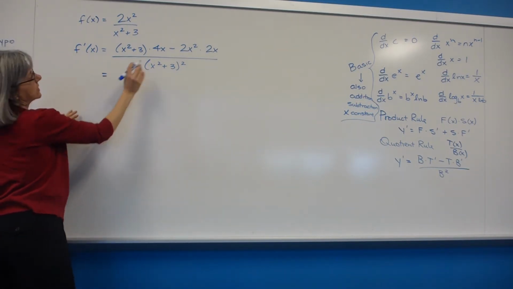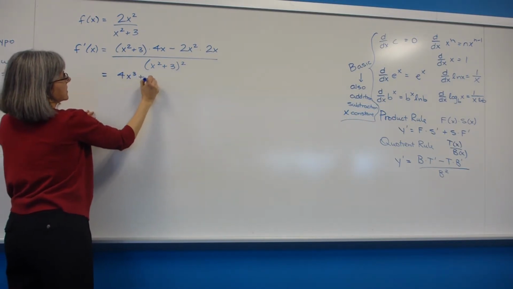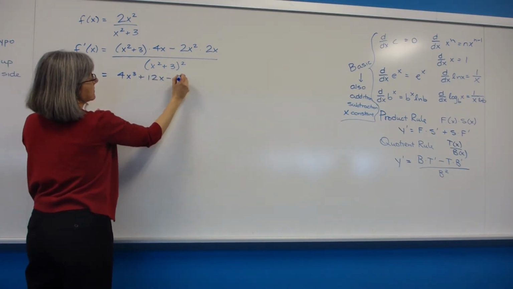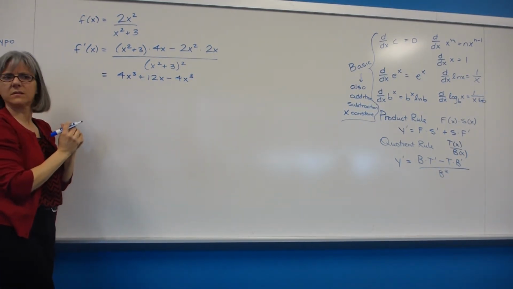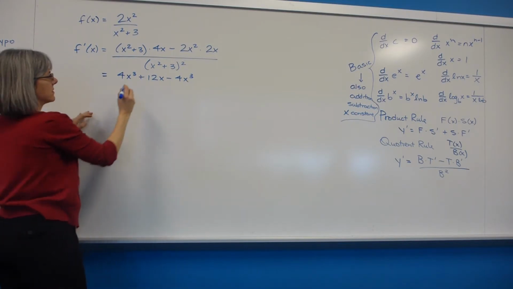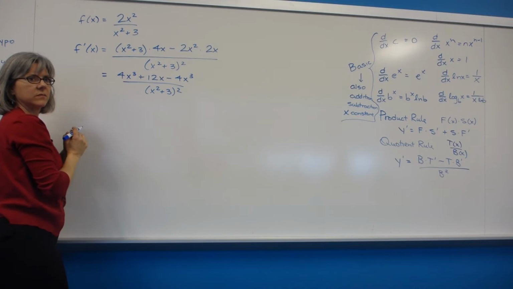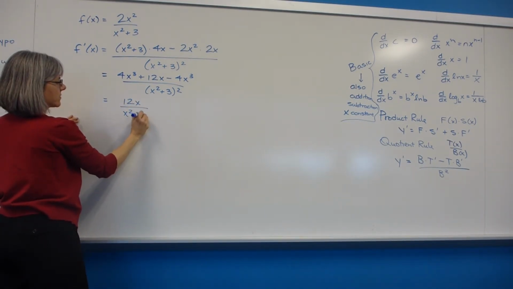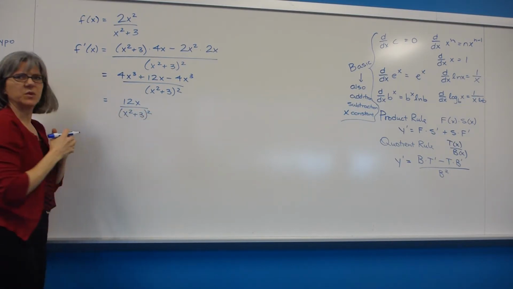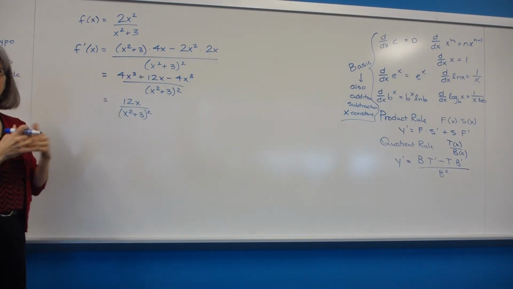All right, so now let's clean up the top. So 4x times x squared, 4x cubed, plus 12x minus 4x cubed. Is that right? Did I do that right? Yeah. So I get 12x over x squared plus 3 quantity squared. Does that seem too simple for a final answer? Oh, that seems simple to me. The 4x cubes canceled.